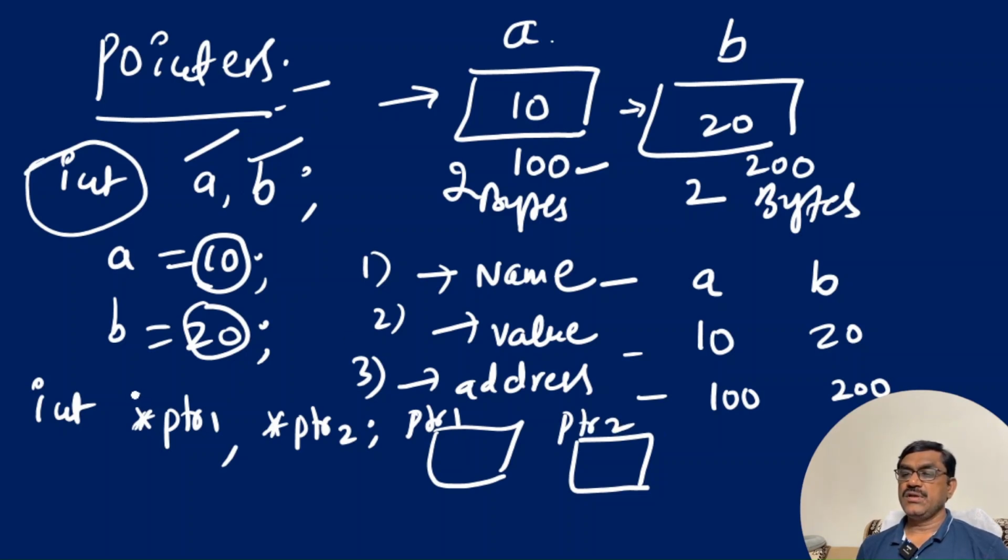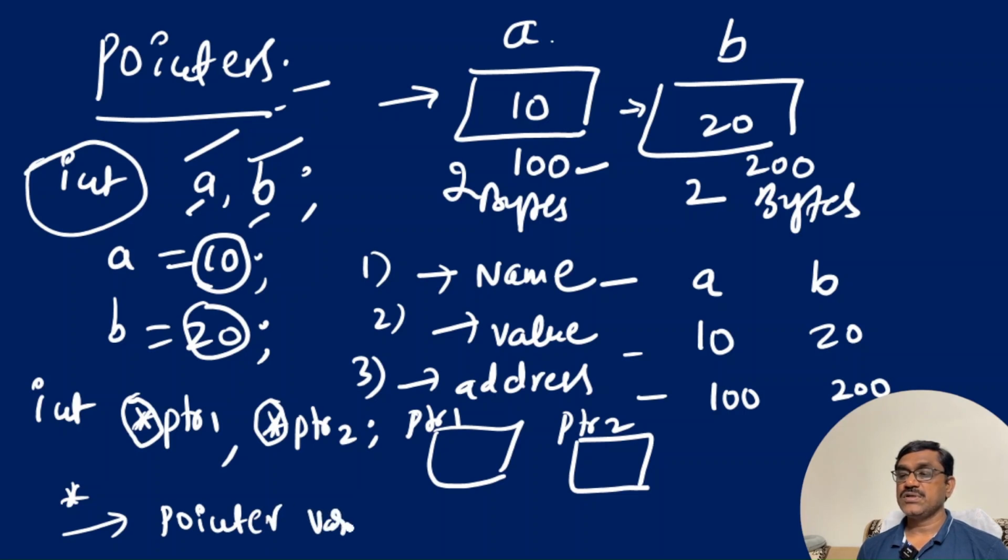Now, the main difference between a, b and ptr1, ptr2 is the star. What do you mean by star? Here a and b are ordinary integer variables. Please remember, a and b are ordinary integer variables. Now, ptr1 and ptr2 are also variables, but these are not ordinary, they are special. The speciality is denoted by star. Now, what is star? Generally, we use star to declare pointer type variables, or we call them pointer variables. Now, here the important term comes in.